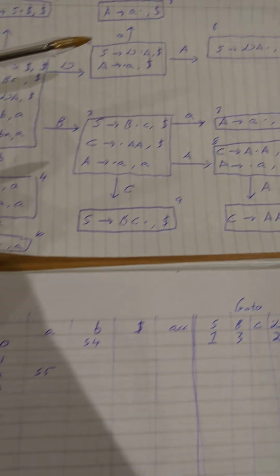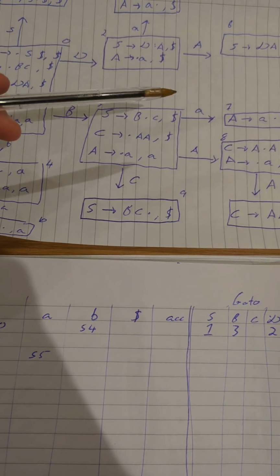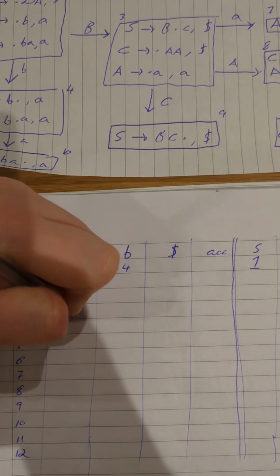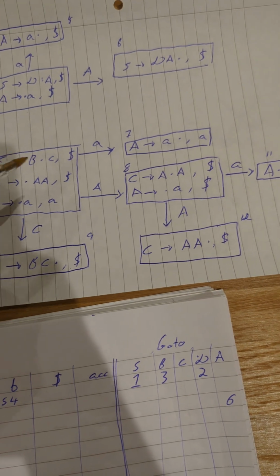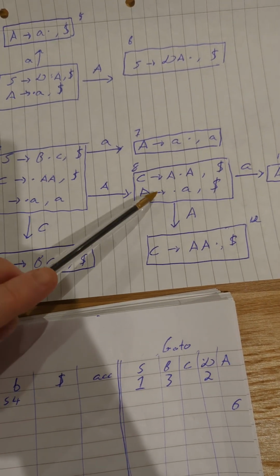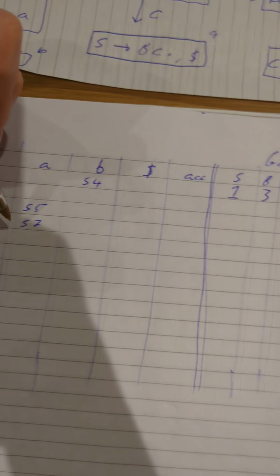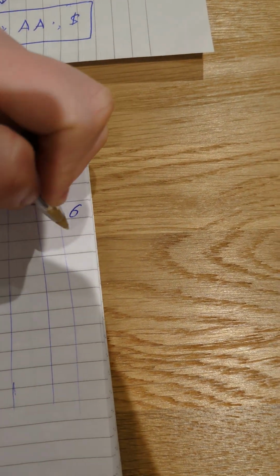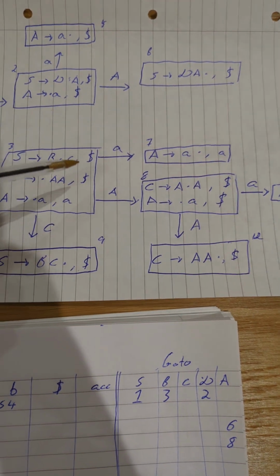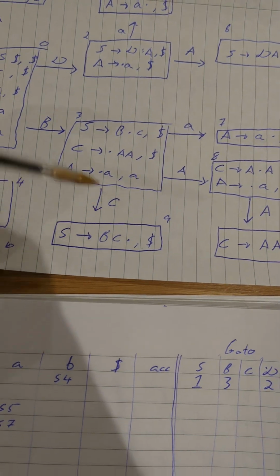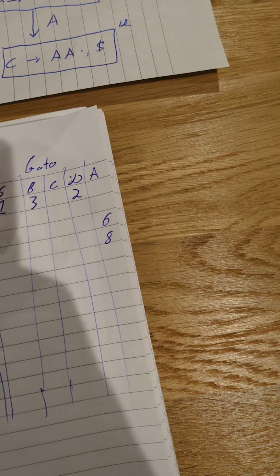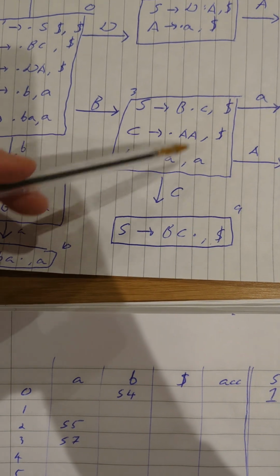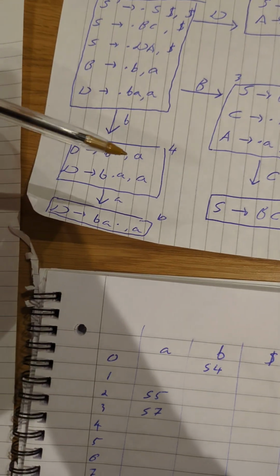Here and here, nothing to do. If we're in state 3 and we get an a, then we go to state 7. 3 a, shift 7. If we get a capital A, we end up in state 8, so that's 3 capital A, 8. If we get a capital C, then we end up in state 9, so 3 capital C, 9. So that's this one finished.